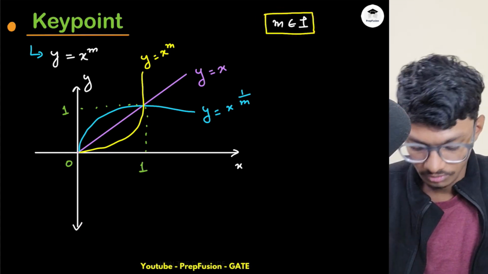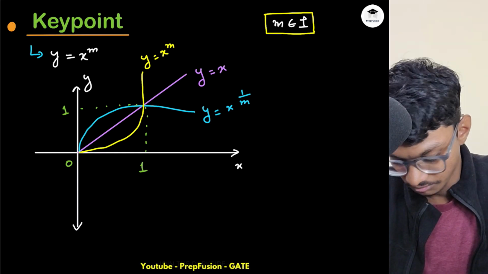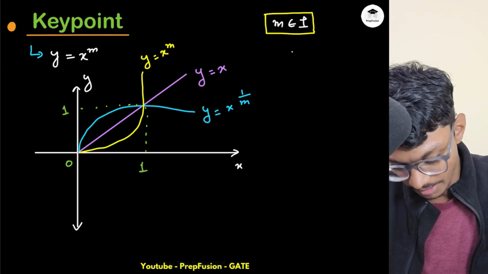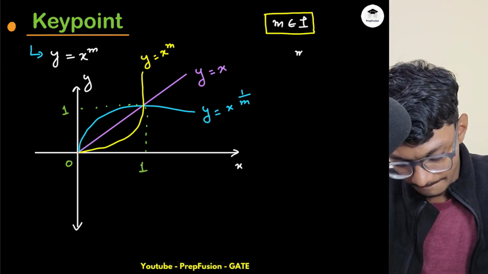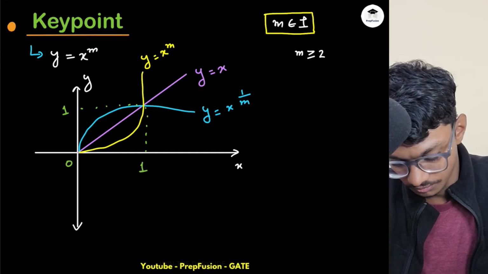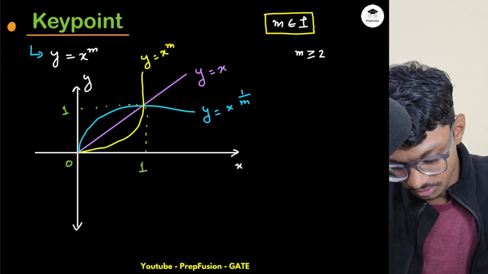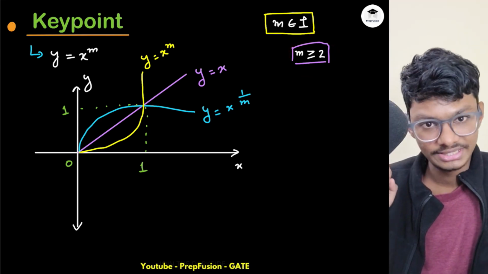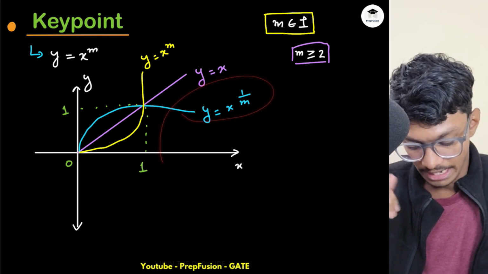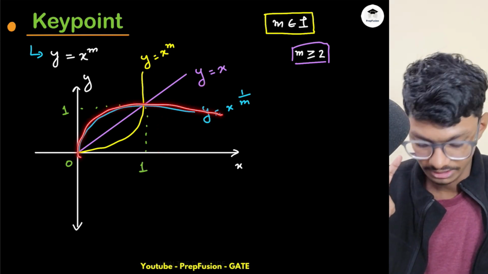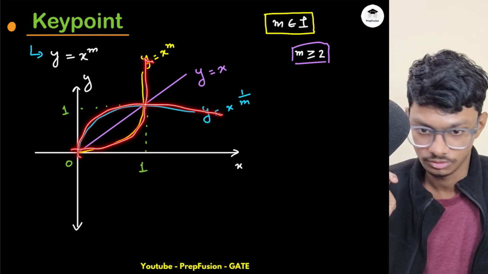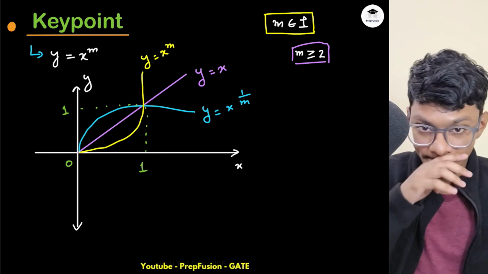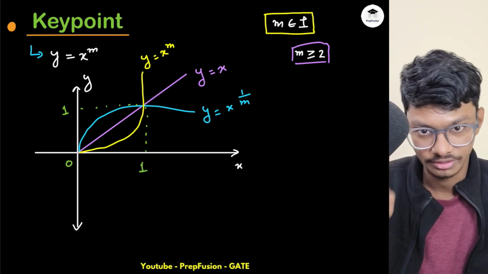Also m has to be greater than or equal to 2, because m equals 1 doesn't make sense, as it is simply the linear line itself. So if m equals 2, the graph for a square root function will look something like this, and the graph for a parabolic function, a quadratic, will look something like this. All of them will meet at 1, because the square root of 1 is 1, and 1 squared is 1.